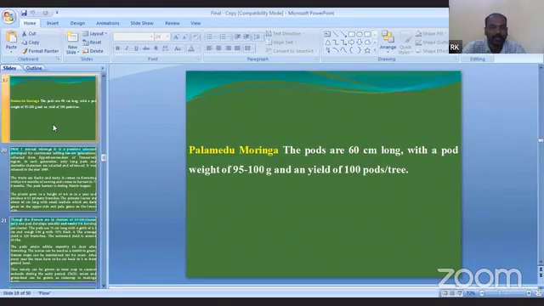Okay? So then, Palamedu Moringa, the pods are 60 centimeters. Now all the others are 45 to 50 centimeter length, but here it is 60 centimeters long, with a pod weight of 95 to 100 grams and a yield of 100 pods per tree, like that.